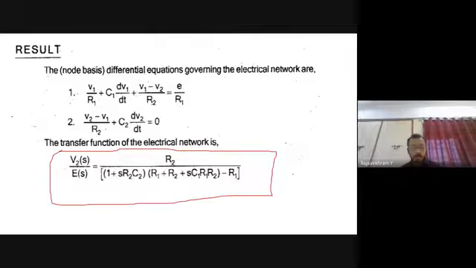Please note this equation. Later you can cross check whether you are getting this equation or not. V2(s) divided by E(s), that is the output of the system divided by the input of the system. So this is the transfer function of your electrical network.